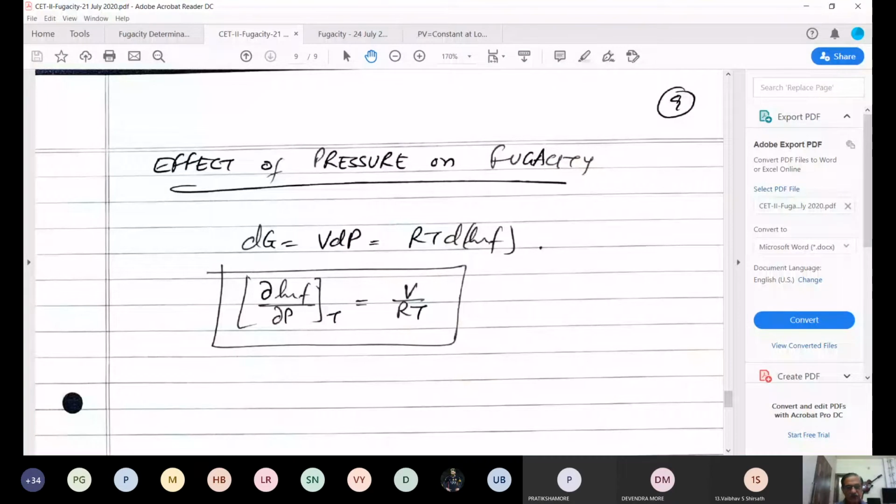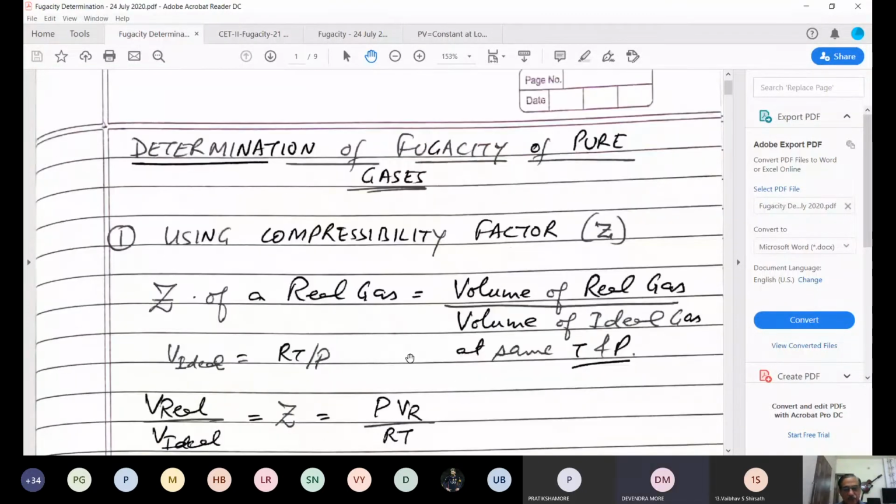So once you have defined fugacity, now we need to actually measure or determine it. ठीक है? इसमें अभी डाउट है किसी को इसमें fugacity में? ठीक है. There is no response. I can't do anything. Okay. So determination of fugacity of pure gases.